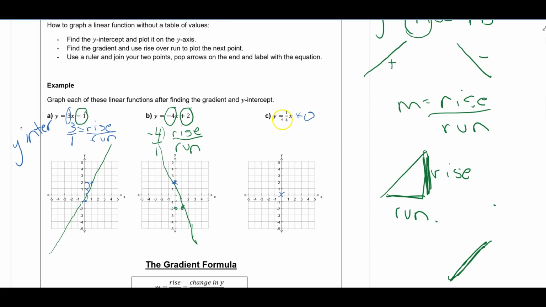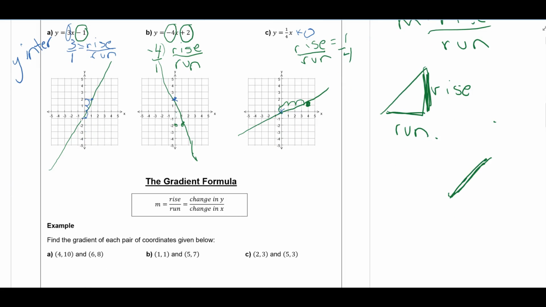Let's have a look at this third one. It's actually easier because they've given us 1 on 4, so rise 1, and run 4. And there, pretend it goes through there, and there's my straight line. It's really important you know how to do this, so we'll be going over it a couple of times.